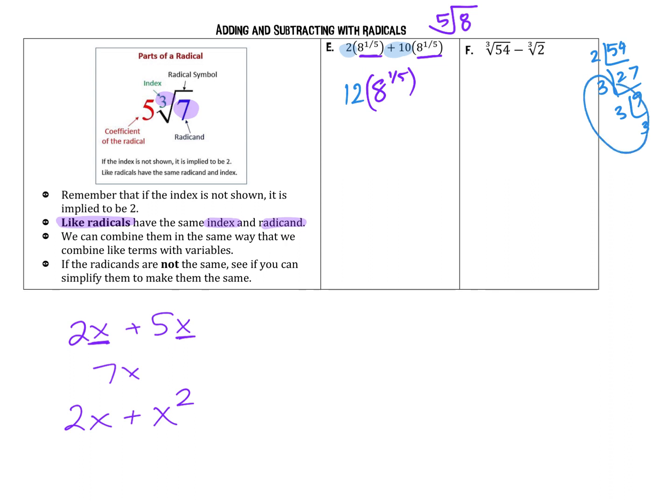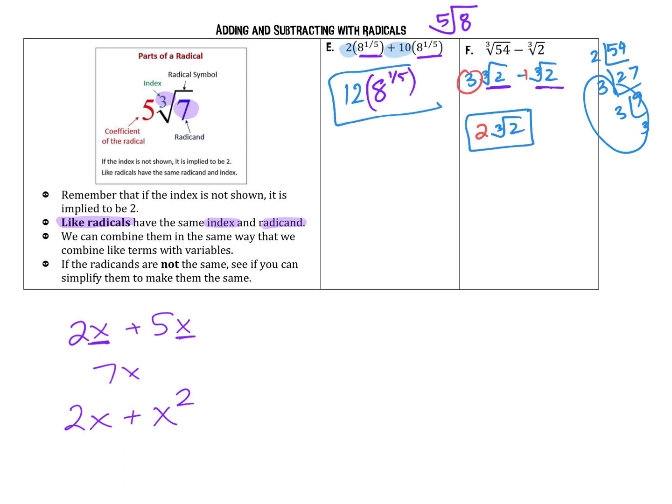Well, we can rewrite the cube root of 54 as 3 times the cube root of 2, minus the cube root of 2 that was already there. So now we have like radicands and like indexes. So we can say 3 minus 1, which is going to be 2, times the cube root of 2.